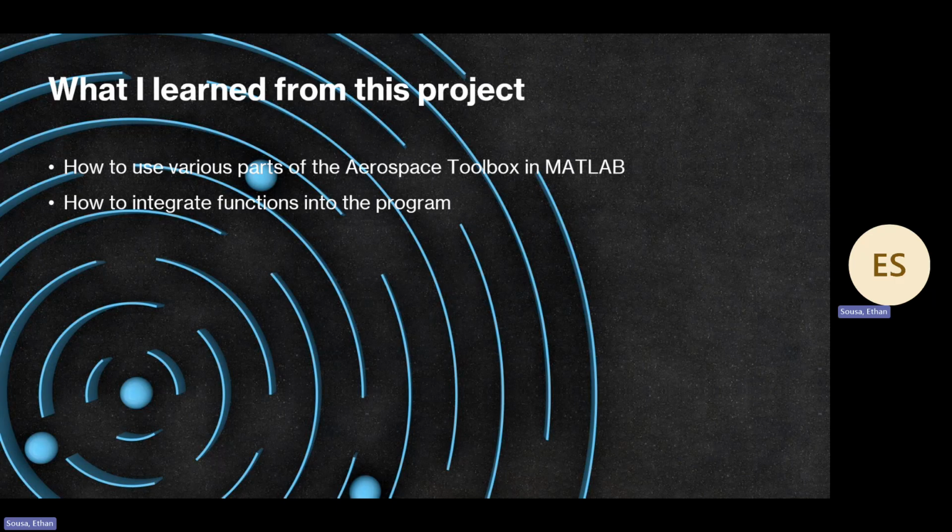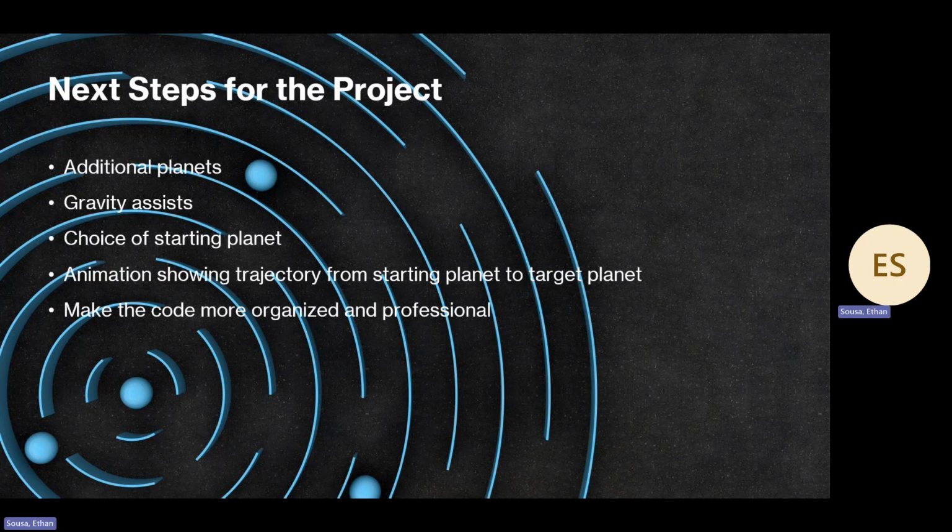So what I learned from this was how to use various parts of the Aerospace toolbox, like, as I said, the planet ephemeris function. I also learned through this course and this project how to integrate functions into a program. So next steps for it would be to add new functionality for more planets, because that was the initial plan actually. I had wanted to do planetary transfer windows to each planet in the solar system.